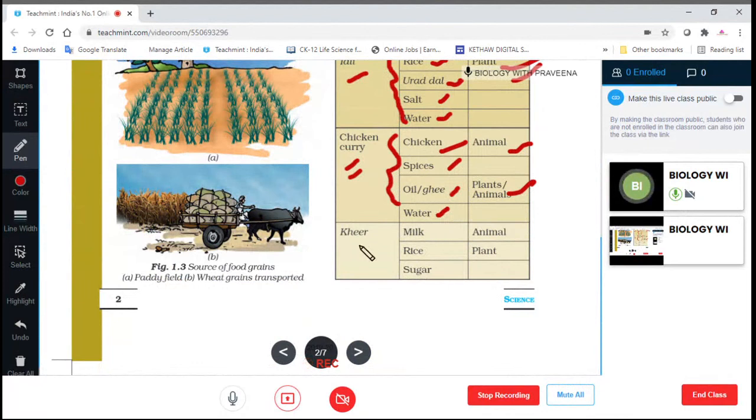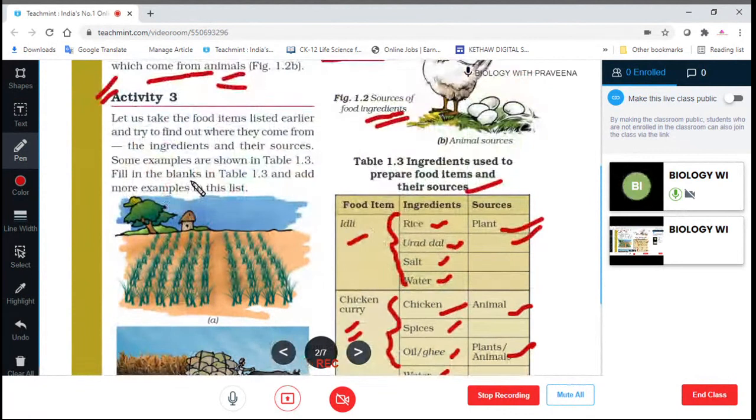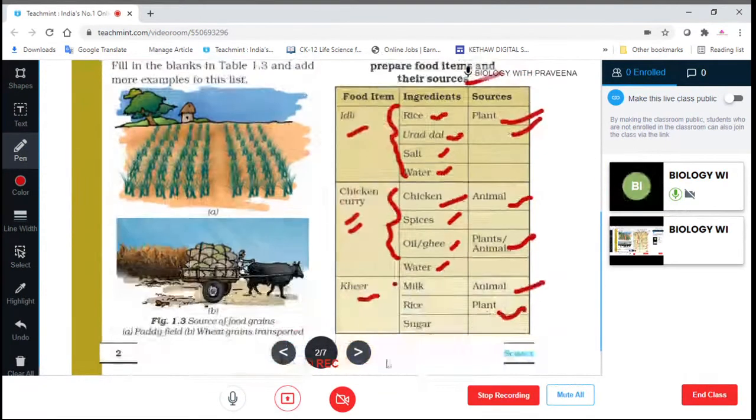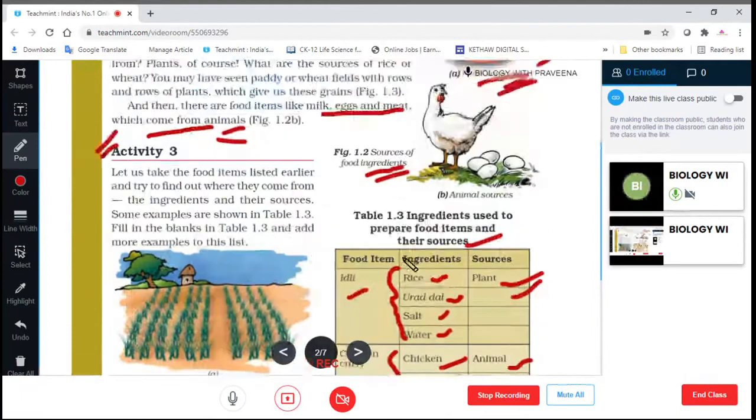And kheer we get from milk, rice, sugar. We get it from animals and plants. Okay, this is table 1.3. Fill in the blanks in table 1.3 and add more examples to this list. So like this we have to include still more ingredients in this table.